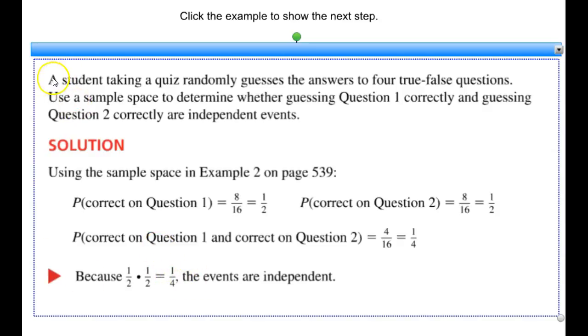And if we just think about it, that actually makes sense because it doesn't matter what you answer on the second one because they're different questions and they don't have to do with each other.